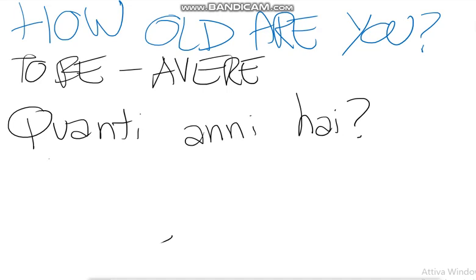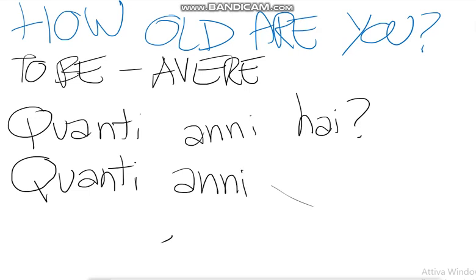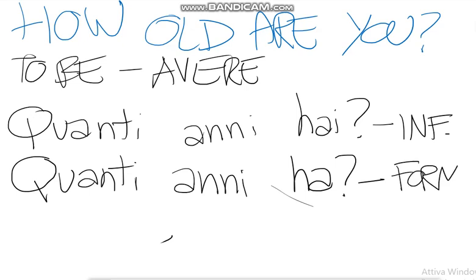If you want to be formal, maybe you are speaking to someone who is older than you, or who has a higher rank than yours, you say quanti anni ha? Quanti anni ha? So quanti anni hai is the informal way to ask this, and quanti anni ha is the formal way to ask it.